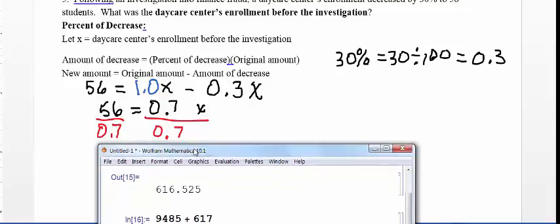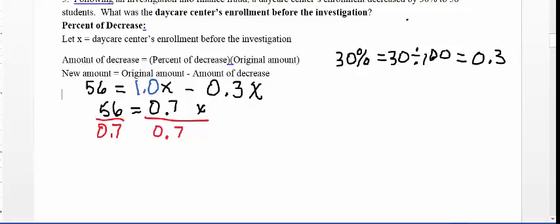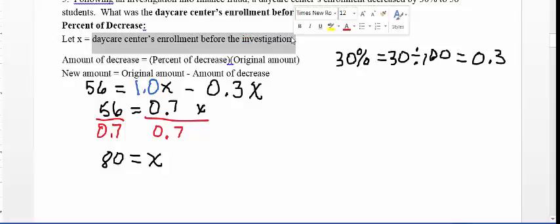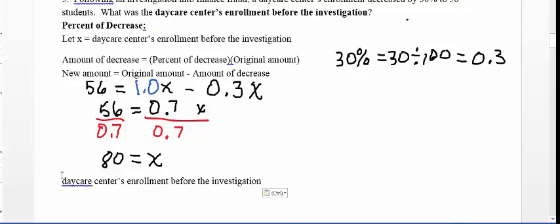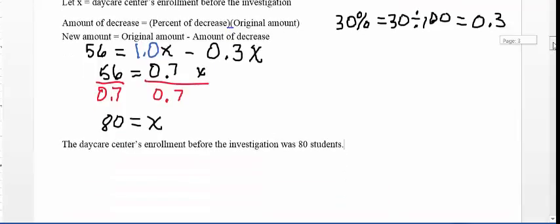So I divide both sides by 0.7 to actually find my x. 56 divided by 0.7 is 80. So 80 equals x. So to give my final answer, I can just use part of what was in the original problem to give a good full sentence answer. The daycare center's enrollment before the investigation was 80. I don't want to just say 80. 80 what? 80 students. So that's how I would work a problem like that. And notice, to give good answers, I'm using the words from the original problem.